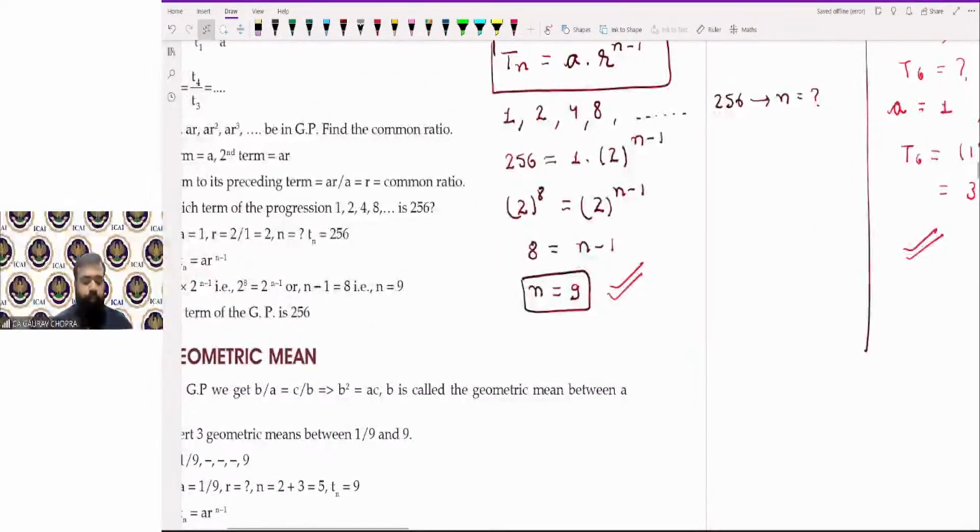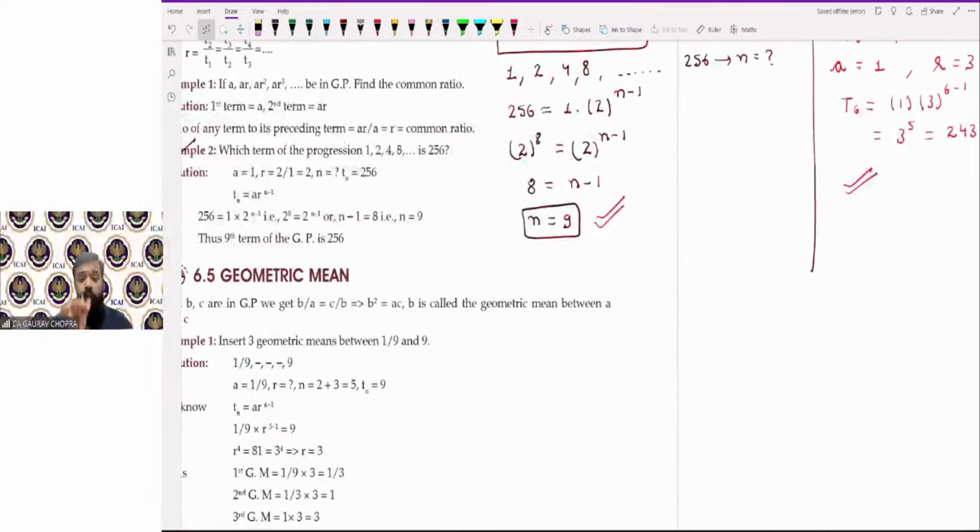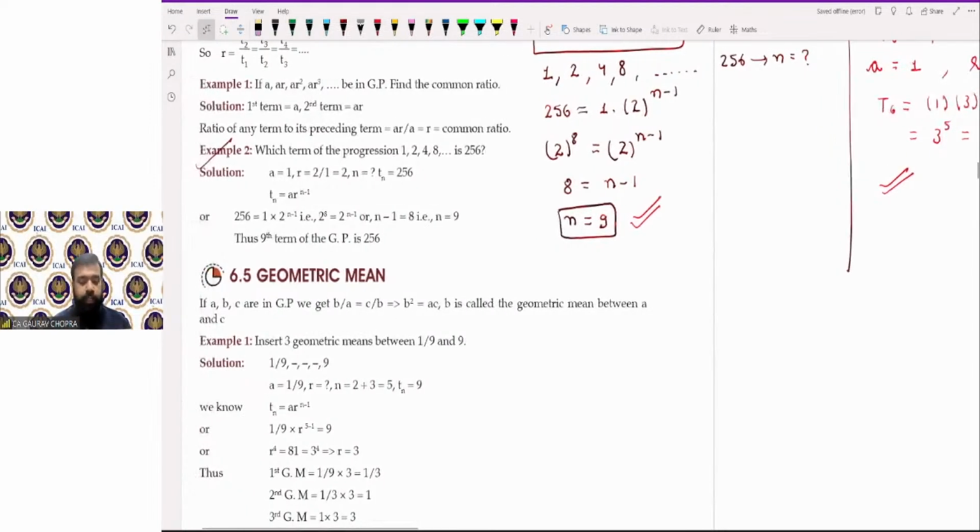Now, how to calculate the geometric mean? Like if we have to insert a few geometric means between the numbers, then how can it be done? तो हम geometric mean को कैसे calculate कर सकते हैं? So let's take the basic concept first and उसके बाद हम इसके ऊपर आ जाएंगे. तो अभी हमने एक डिस्कस किया है.